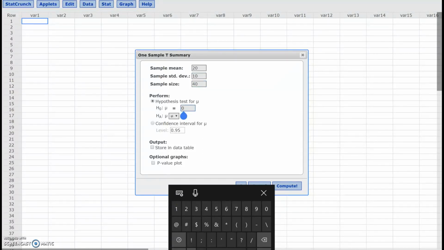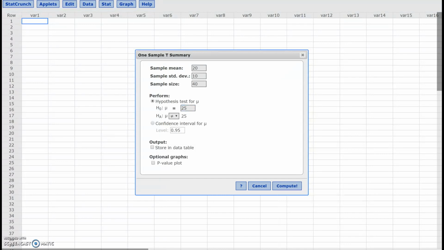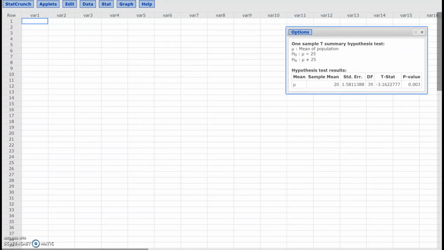Then you just have to adjust the hypothesis test here. This is what we usually claim. Let's say we claim that it was 25. I'm making stuff up. This one you can change to less than, greater than, or whatever you want. I'm going to leave it as not equal to, and I'm going to click Compute. Then you're going to see your table.